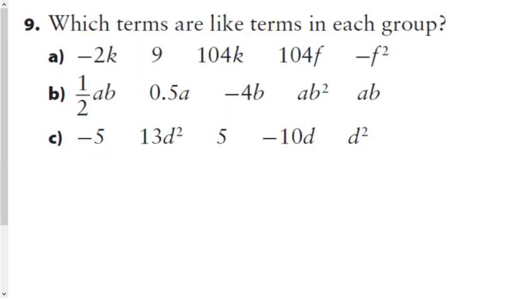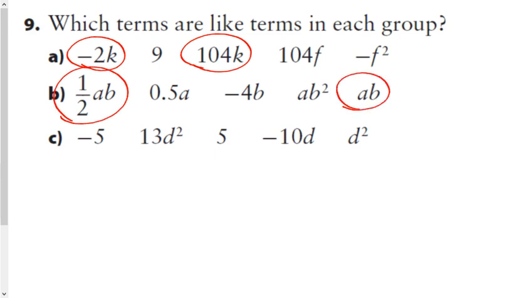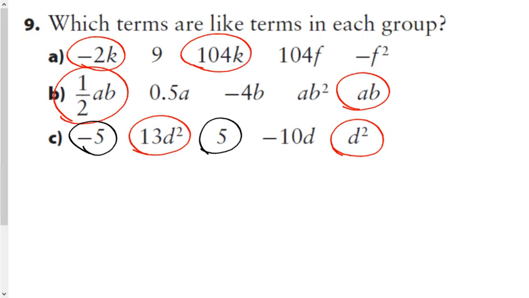Again, in question 9, same question. We have a negative 2 coefficient with a variable k. We have a 104 coefficient with a variable k. Here we have a half coefficient with AB variable configuration. And we have a 1 coefficient. And then your last one, we have 13d squared and we have 1d squared. Those are like terms. We have a negative 5 constant and a 5 constant.